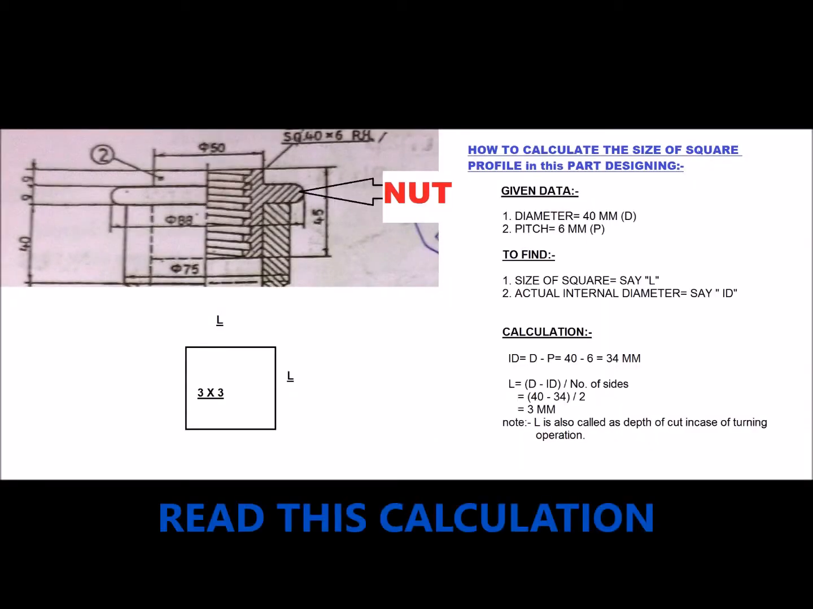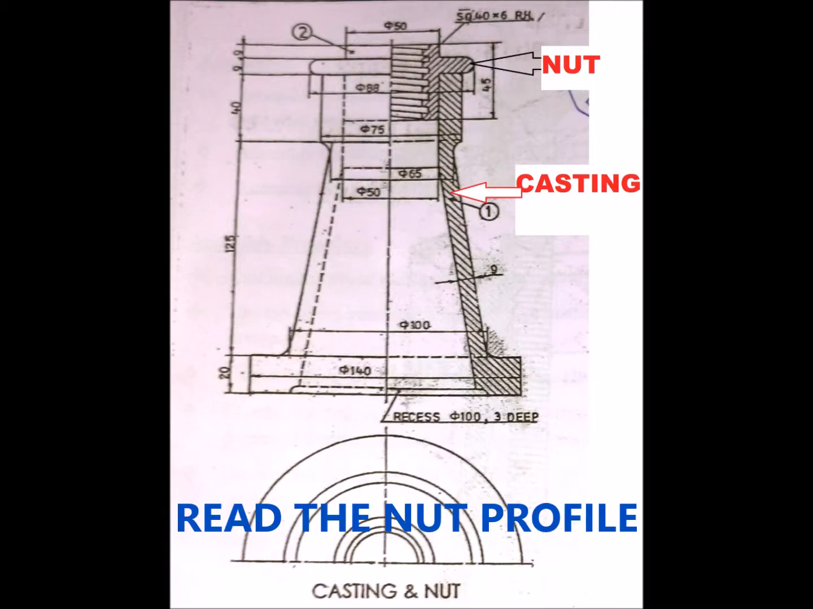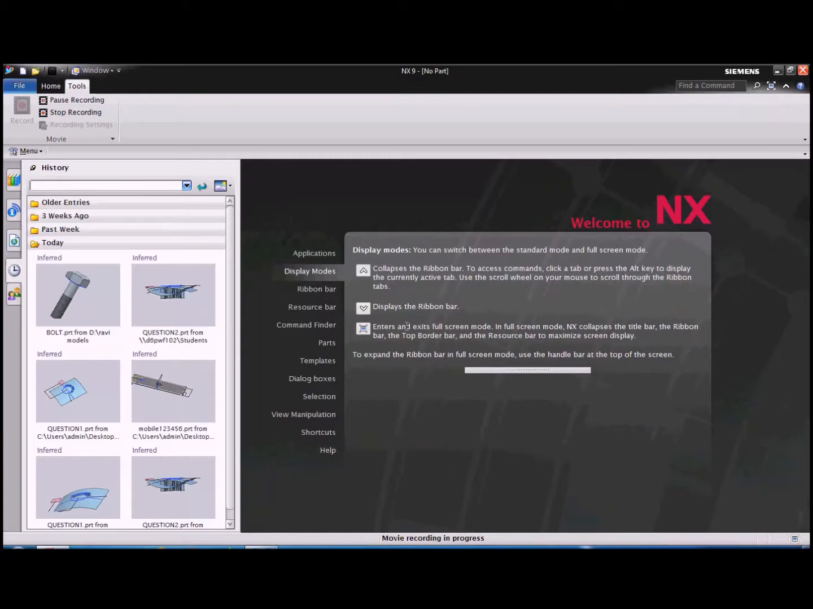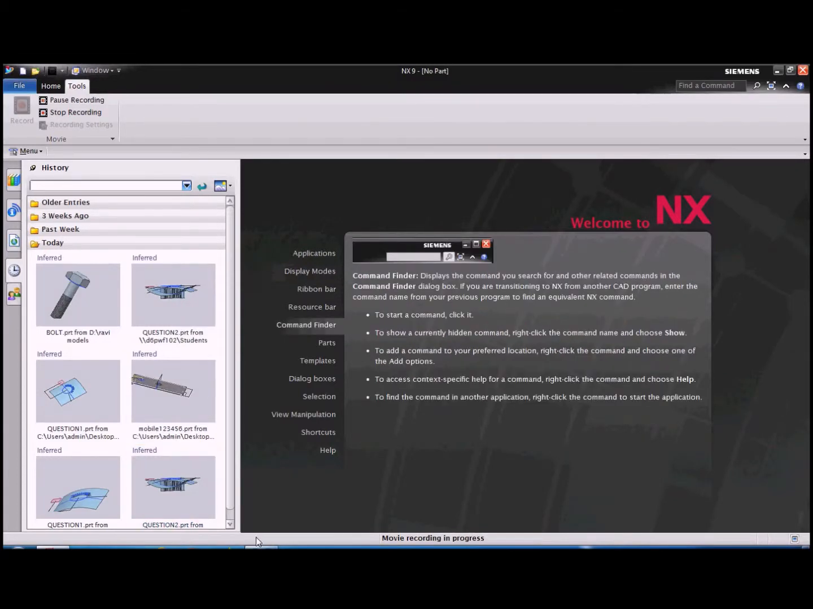Idea. Now let us start how to create the part modeling of nut. This is the important calculation, so first read thoroughly this calculation and then read the profile of the nut. This is not creating any confusion, only just to see. But now let us start how to create the part model for nut.